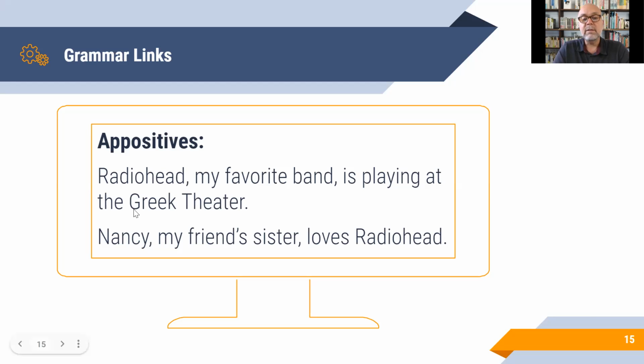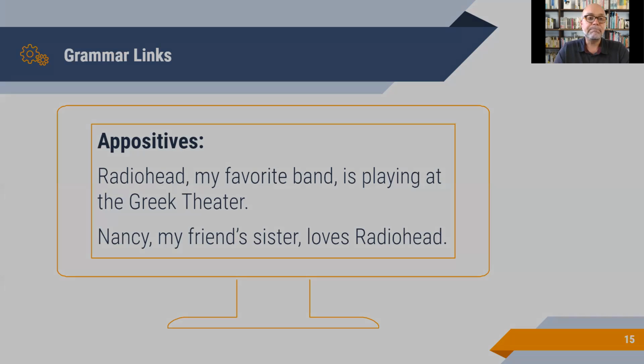Nancy, my friend's sister, loves Radiohead. So my friend's sister is another appositive. And again, something that you could put in a circle map while defining Nancy. So we'll get more into that as we get into some of the more sophisticated maps. But I do like that idea of going ahead and using circle maps to teach that part of speech.